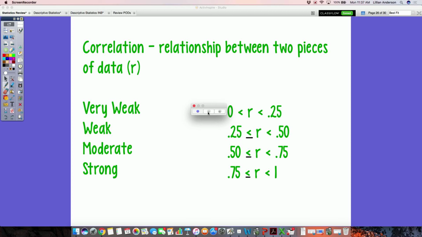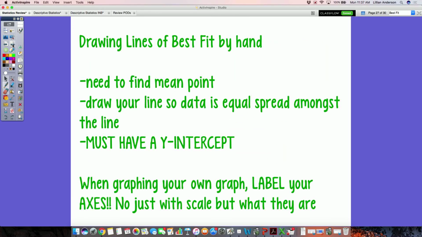Now, this was important because in order to determine your regression line, it was only if you had a moderate or a strong relationship, okay? You never did it for weak or very weak. When you had to draw it by hand, so a paper 1 type of question, drawing lines of best fit by hand, remember you had to find the mean point between your X and your Y. You had to plot that.